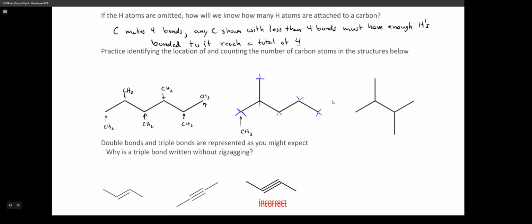So as a condensed structure, I could write CH3, C with 1 H, another CH3, CH2, CH2, CH3.